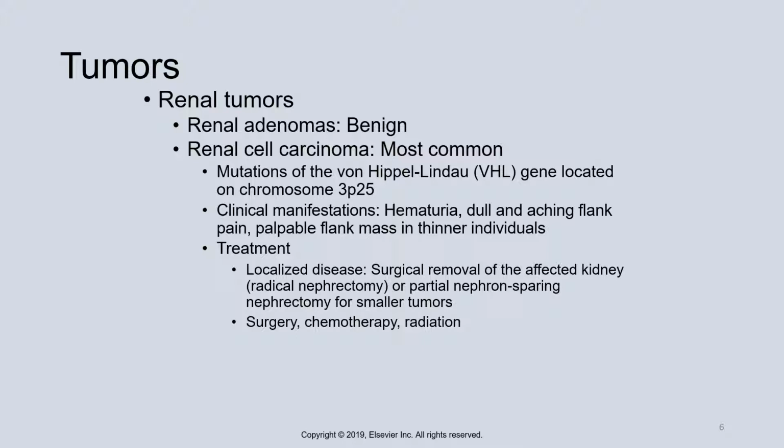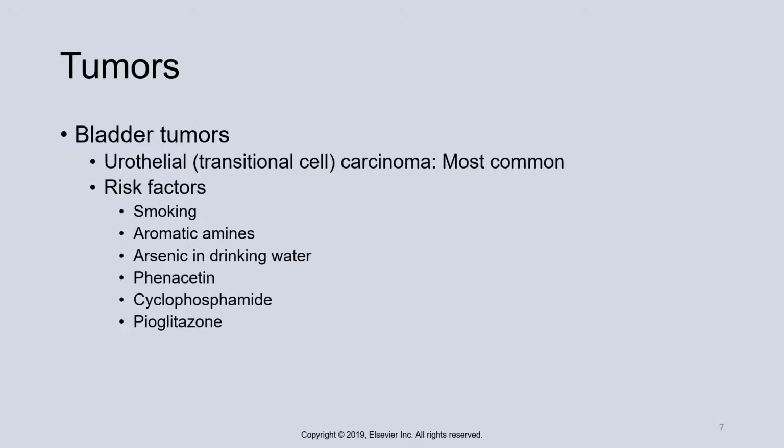So renal cell carcinoma is a manipulation of the von Hippel-Lindau gene located in chromosome 3p25. And some bladder tumors are urethral carcinomas. Risk factors are smoking, certain aromatic amines, arsenic in drinking water, and some chemicals and drugs.